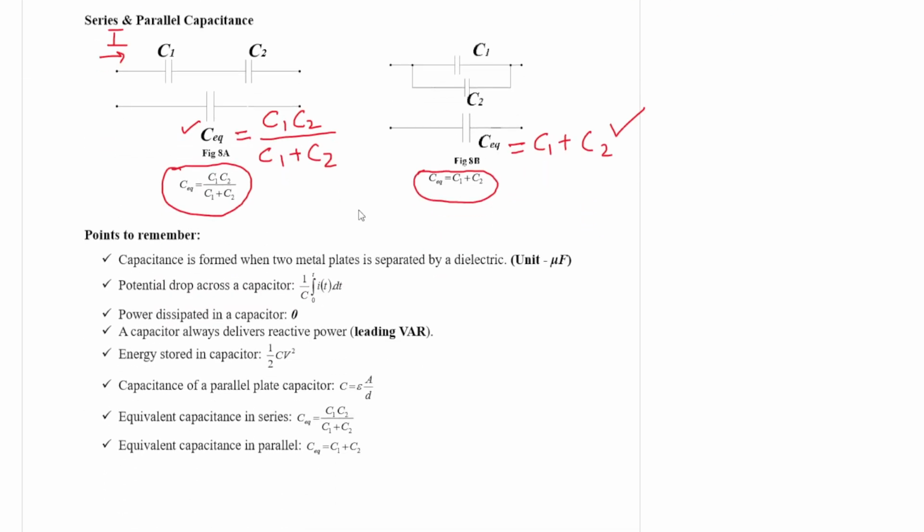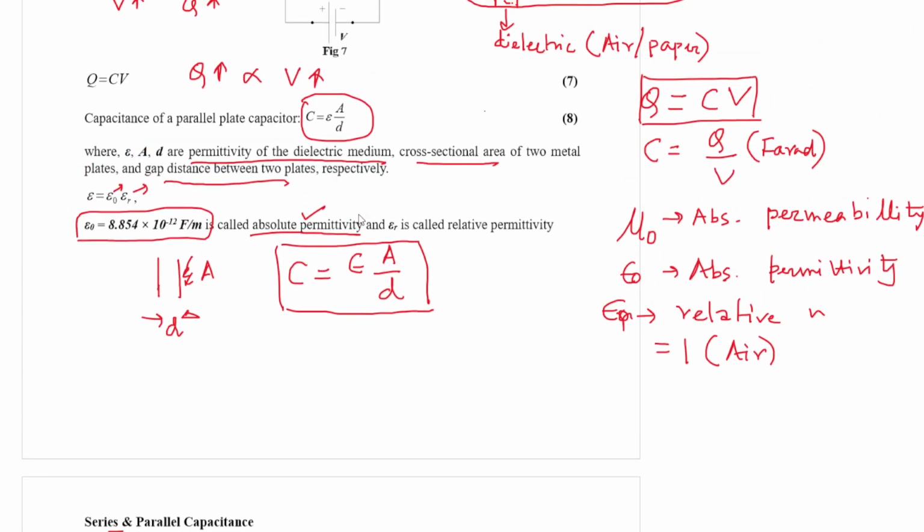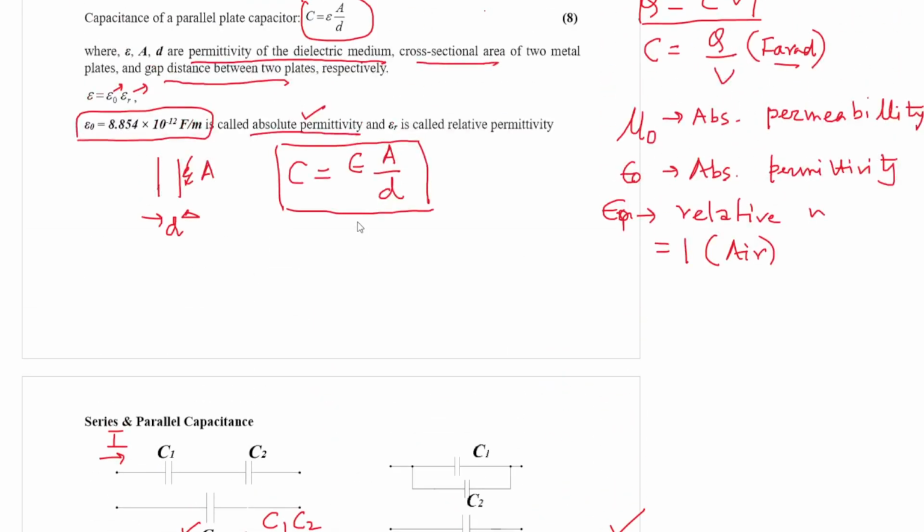Now to briefly summarize, capacitance is formed when two metal plates are separated by a dielectric. It is formed simply: we require two metal plates and in between we should have a dielectric medium. Now the unit is microfarad. What is the difference between farad and microfarad? Here I have mentioned that the unit of capacitance is farad, and here it is written microfarad. Micro means 10 to the power minus 6.